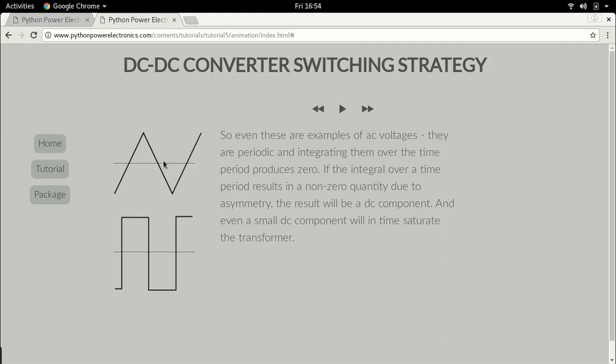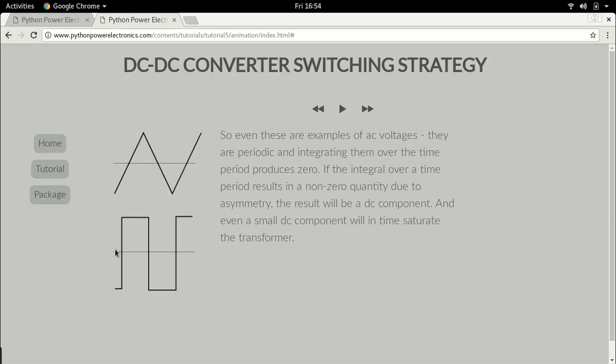This triangular waveform is a periodic waveform. It has a time period. This time period is equal to the time interval between this zero crossing and this zero crossing. Let's assume it is periodic, so this time period remains the same always. Also, let us assume that this positive peak is equal to the negative peak. What this means is, if we integrate this waveform over a time period, you will get 0 because the positive part is equal to the negative part.